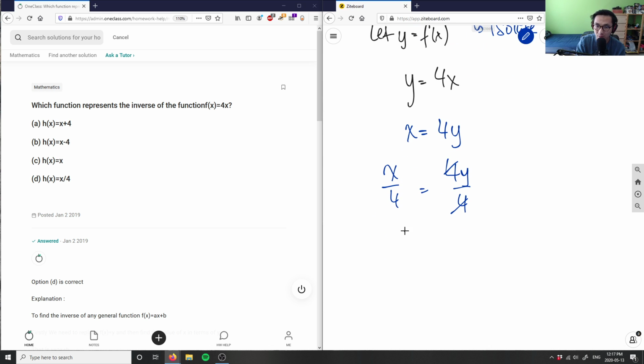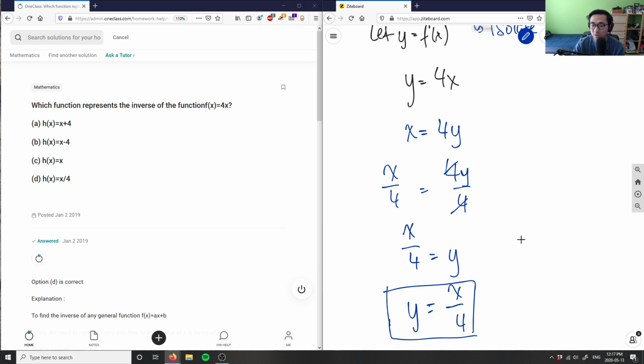So therefore, I'm left here with x over 4 equals y, or you can say y equals x over 4. And this here is my inverse function, which I can represent using f of -1 of x equals x over 4. If f of x equals 4x, then f of -1 of x would equal x over 4.